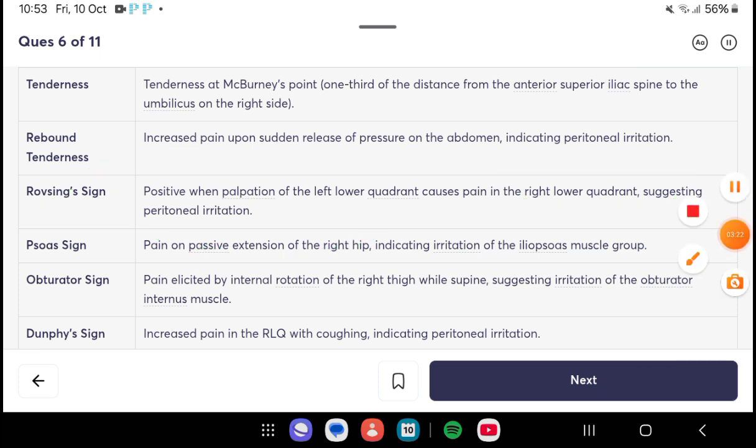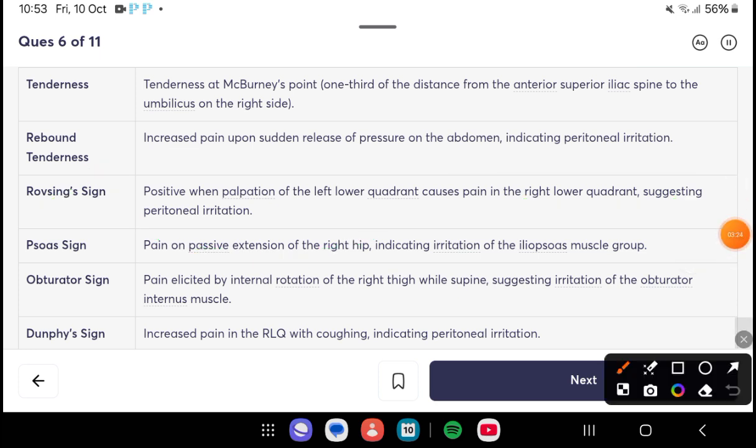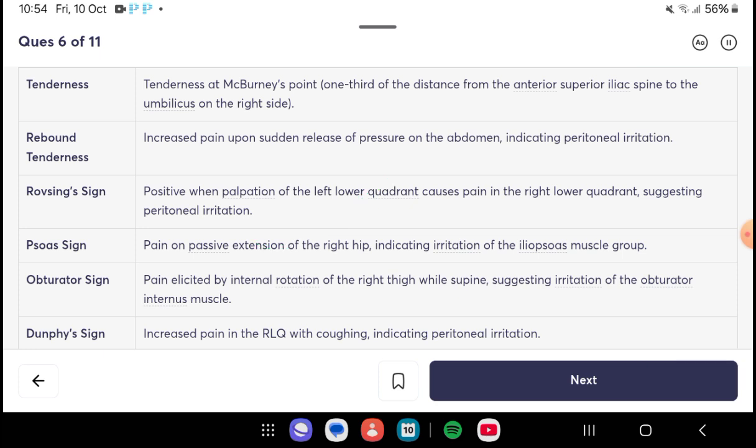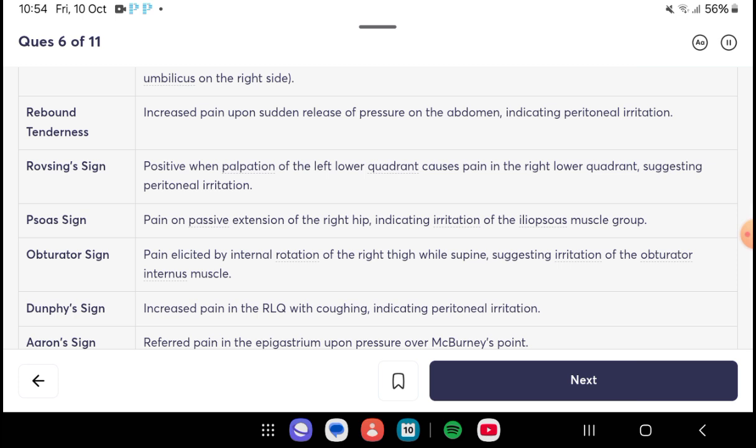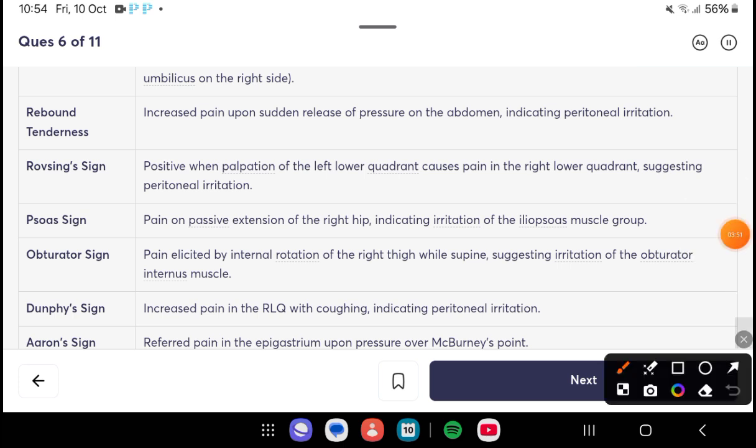Why the psoas sign? In this sign, the patient feels pain on passive extension of the right hip. I extend the patient's right hip, and if the patient feels pain, that means passive extension of the right hip causes pain. Then the obturator sign: in this, pain increases on internal rotation of the right hip.